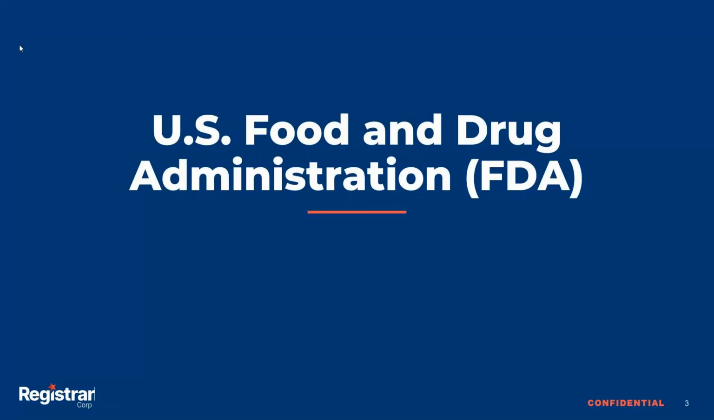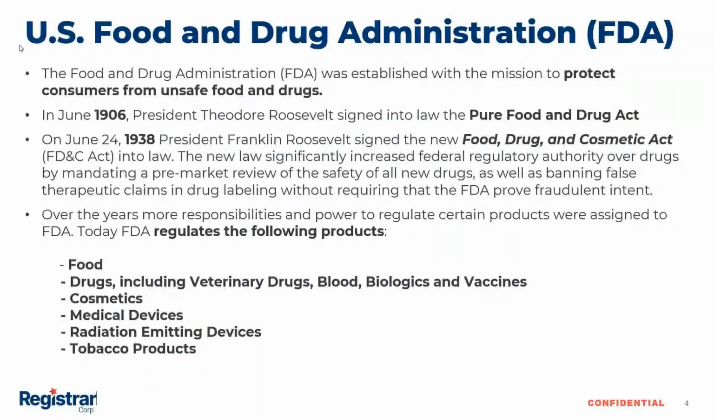Let us start with the US Food and Drug Administration. Very short, the Food and Drug Administration was established with the mission to protect consumers from unsafe food and drugs. In June 1906, President Theodore Roosevelt signed into law the Pure Food and Drug Act. But over the years, it really came to the lawmakers' attention that that act was not sufficient to protect consumers.